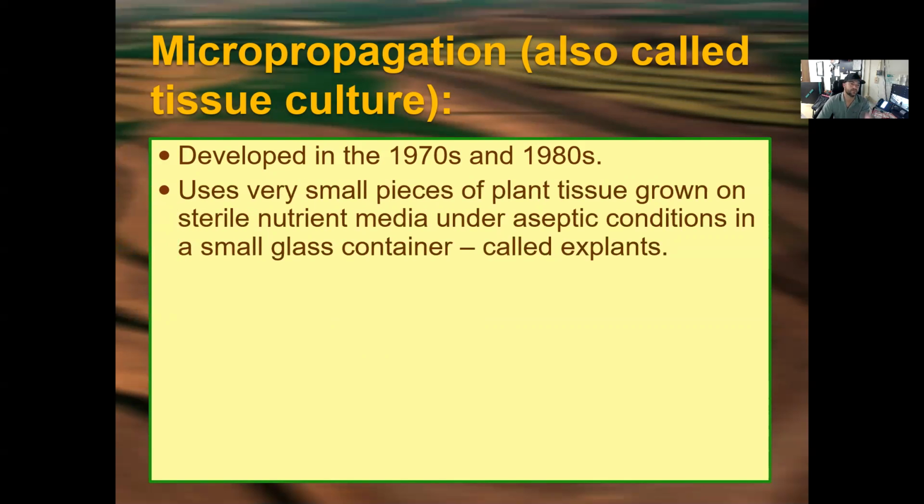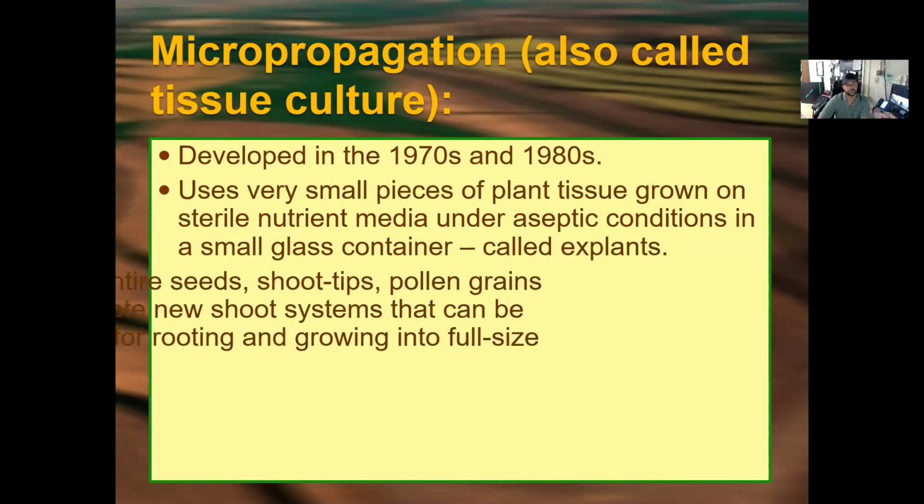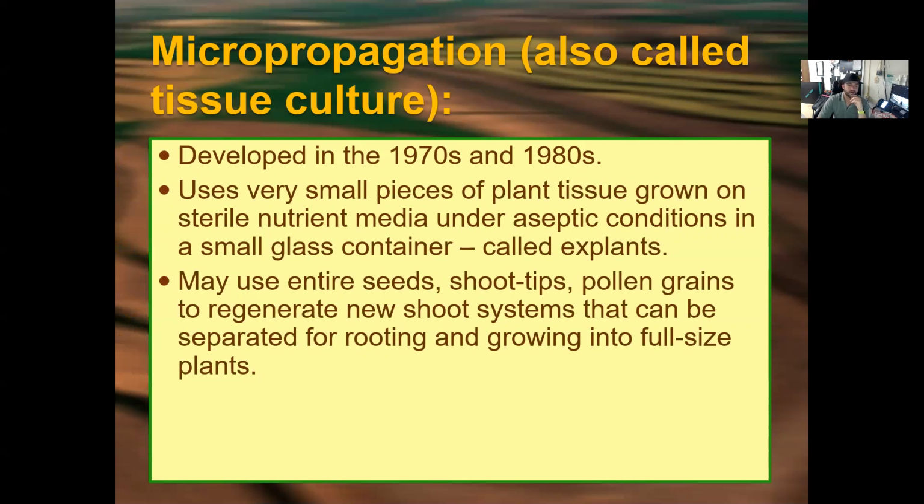Then moving into micropropagation, which is also called tissue culture. It has been fairly recent in development, back in the 1970s and 1980s. It uses very small pieces of plant tissue grown on sterile nutrient medium under aseptic conditions in a small glass container. Those are called explants. You may use entire seeds, shoot tips, or pollen grains to regenerate new shoot systems that can be separated for rooting and growing into full-size plants.